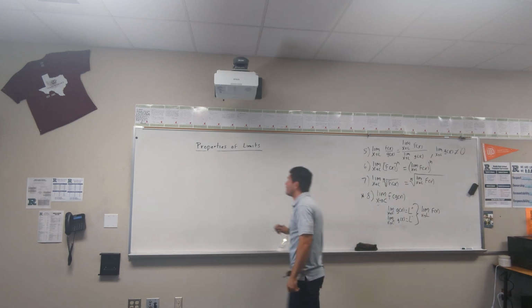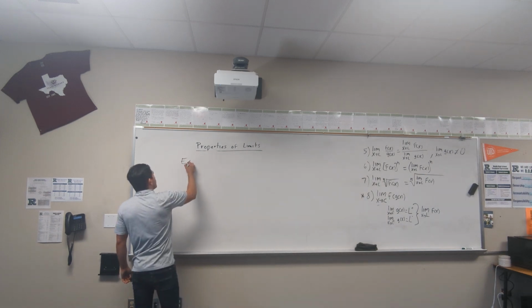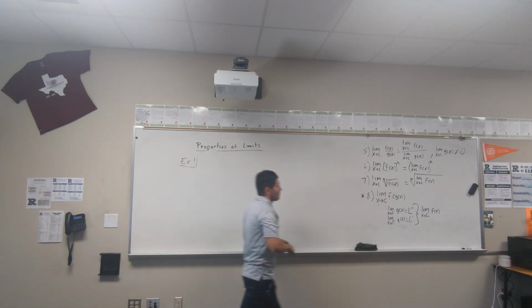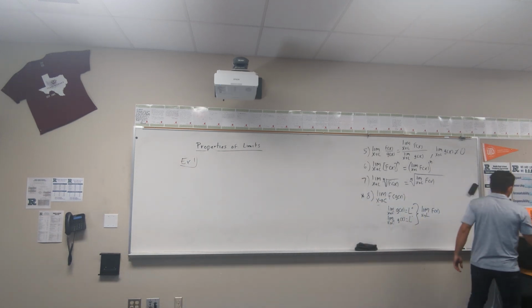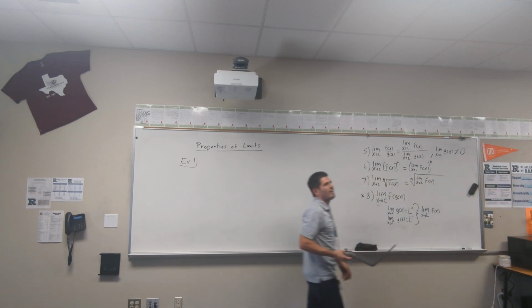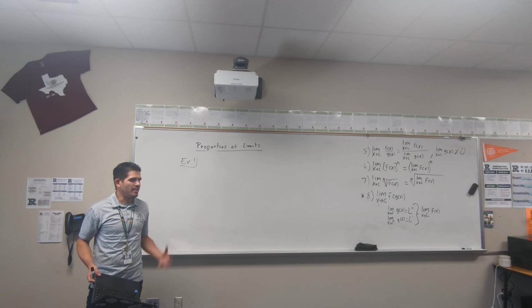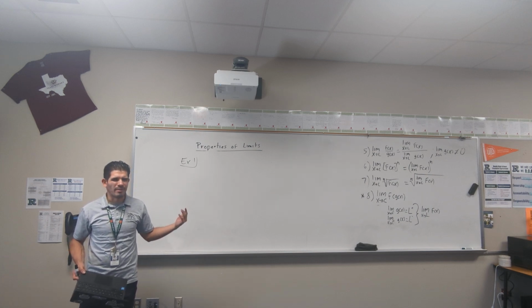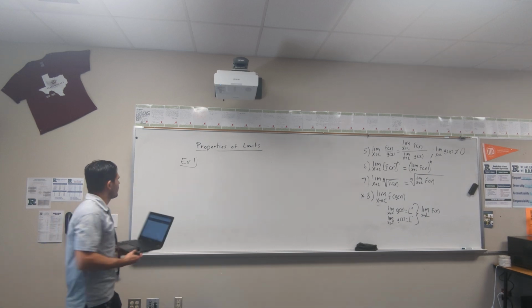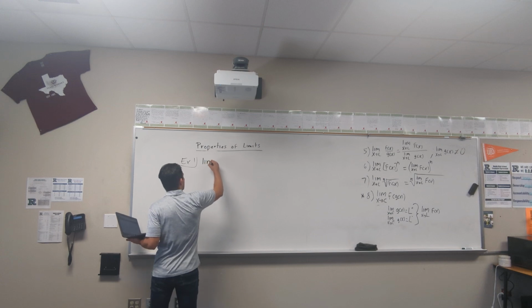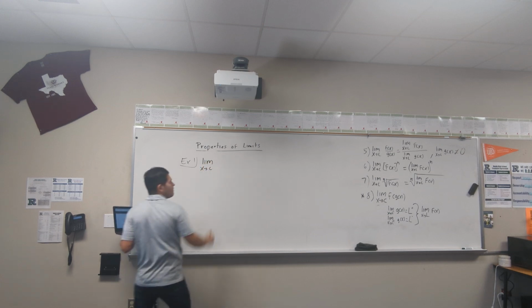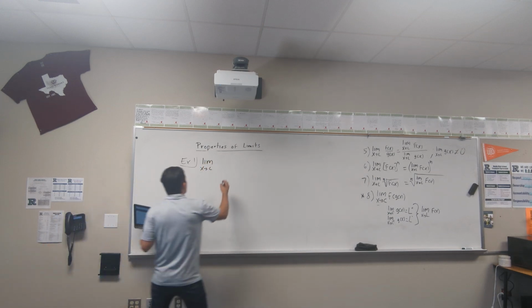Example number 1. Okay, so first, what we're gonna do, honestly, is I'm never gonna ask you to do this again. It's just a way to see if you're understanding how to apply the properties. Cool? So I'm gonna give you a limit. So the limit as x approaches c of the following.